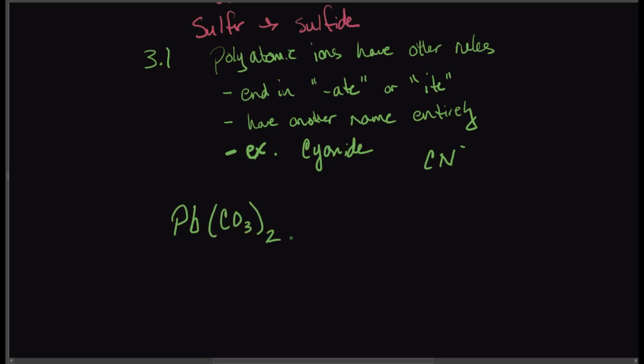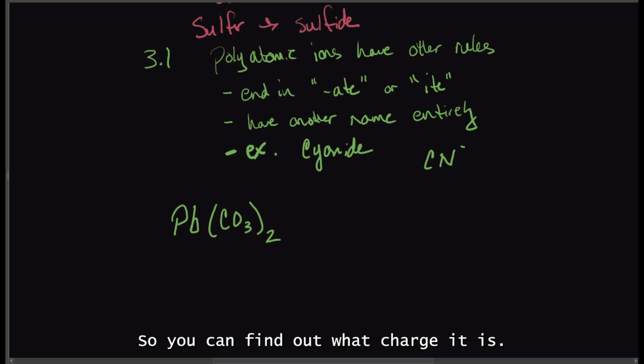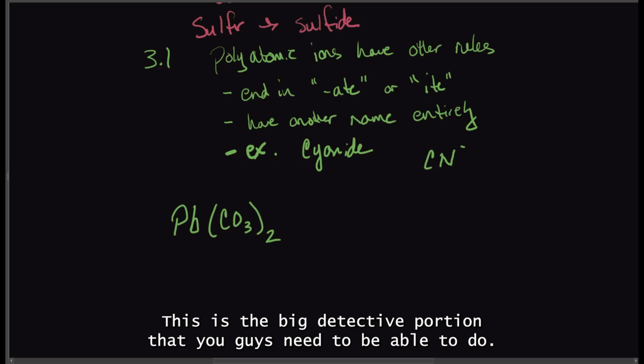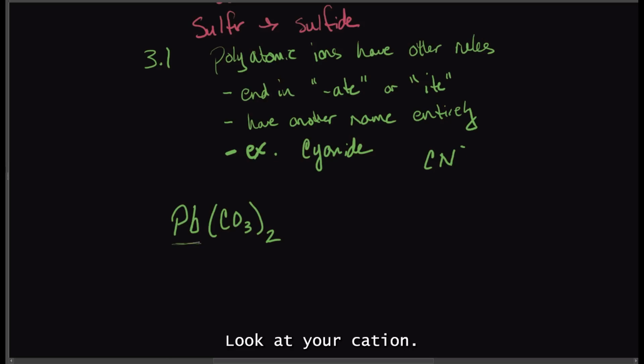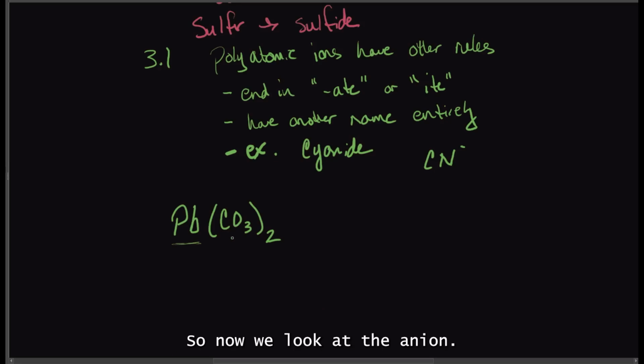compound. So if you look at your polyatomic ion notes, I know that we covered what this particular polyatomic ion is, so you can find out what charge it is. Okay, but here's the big sleuth. This is the big detective portion that you guys need to be able to do. Look at your cation. Is this in the first two columns, Pb? Okay. It's not in one of the first two columns, so it might be a transition metal. Okay, if it might be a transition metal, then you need to go look at the anion and determine what charge the anion has. So now we look at the anion.